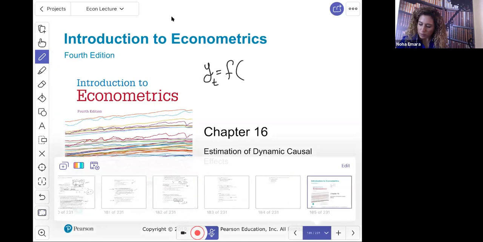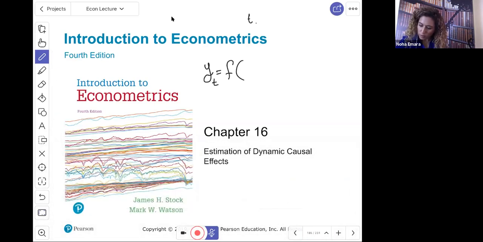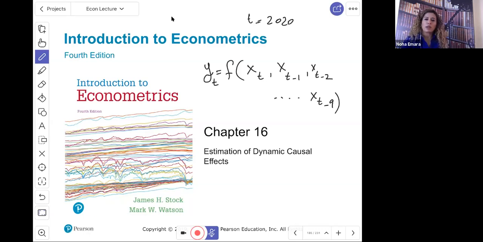Let's say today is 20, assuming that we do have the date, okay? So I want to see whether yt is affected by x today, x last year, x 2 years ago, then we keep going, xt minus a certain number, let's say q, okay? This is q, not 9. So the idea of this topic is to analyze the effect of today and the history of X on Y.